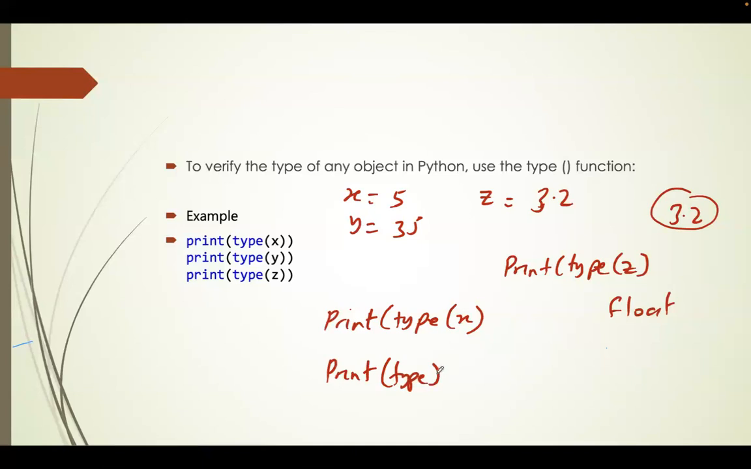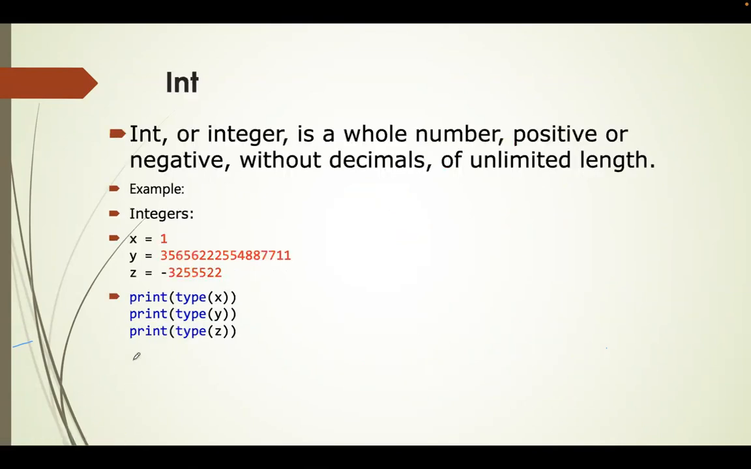So what about if I say print type 5? What would it say? Integer. It's going to give an integer. Okay, good. That means you still remember. So let's move on to the next one.